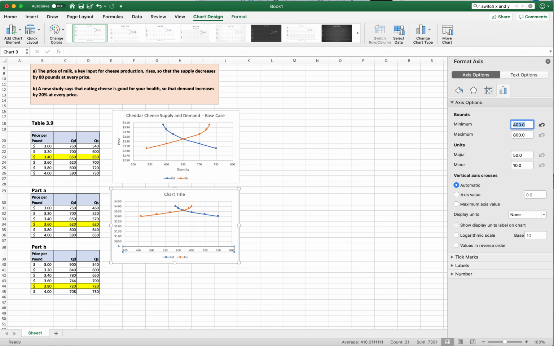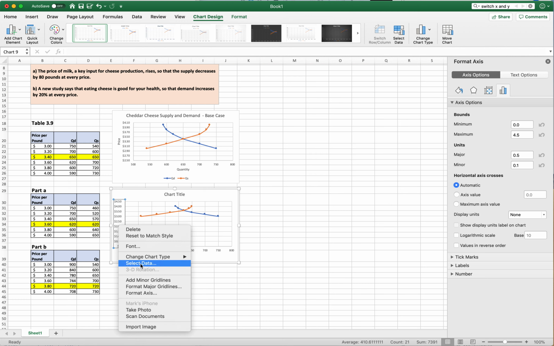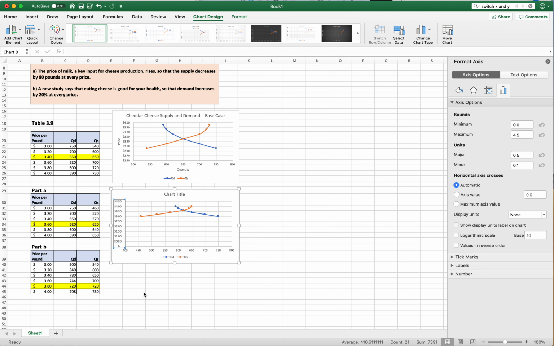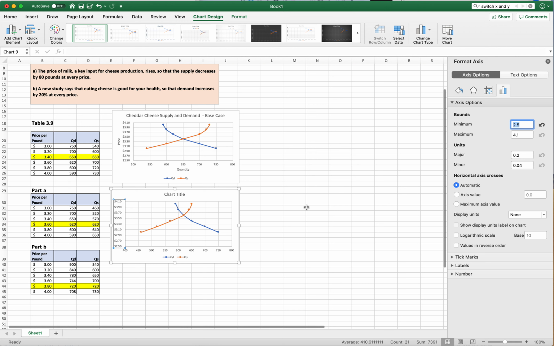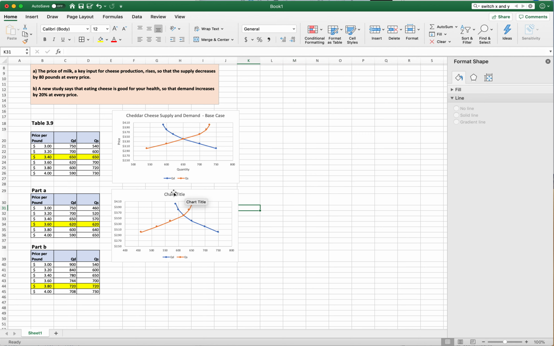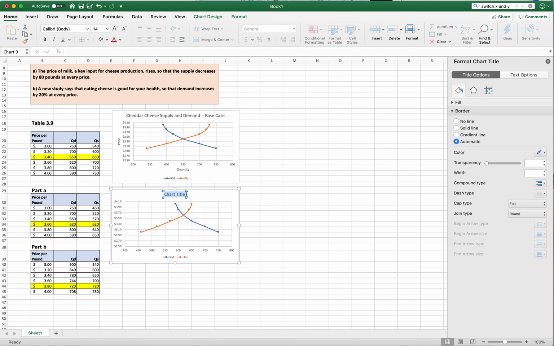And there we go. Now on the y-axis I do the same, double click, format axes, and now I think 250 still works here. So I go to 250, and I see, okay, this is pretty good. Maybe I'm not happy with this. I want to go and change my title a little bit. And what do I want to call it? Cheddar cheese, supply and demand.